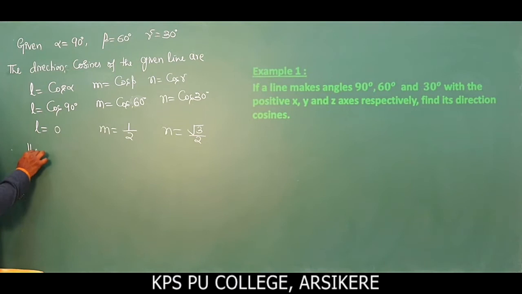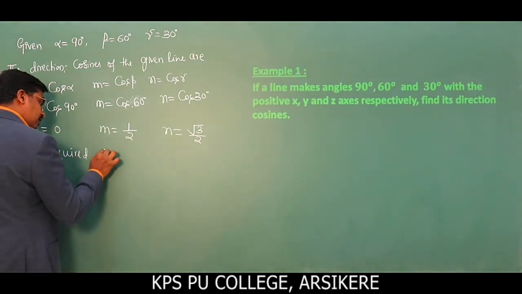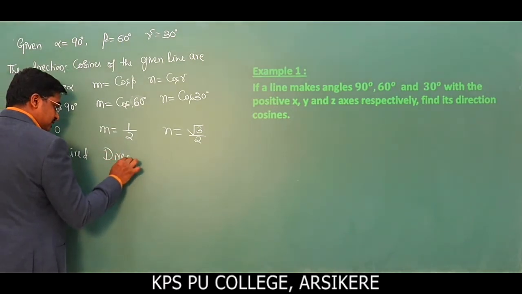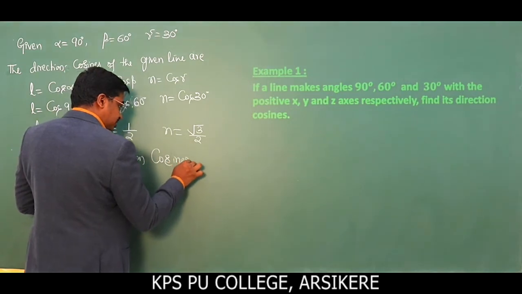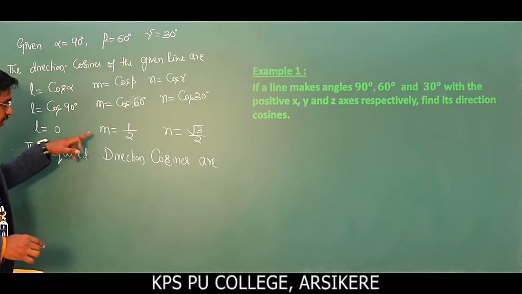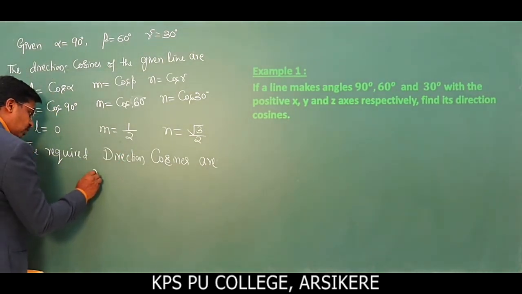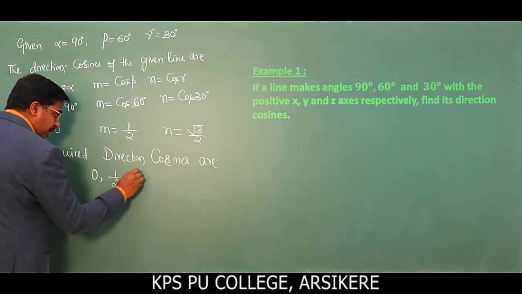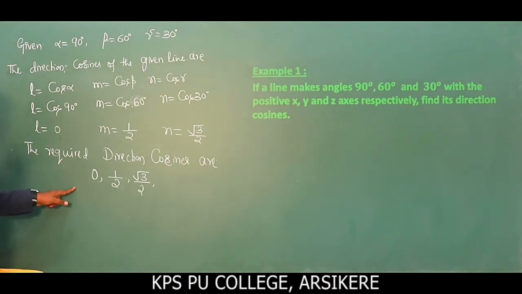Therefore the required direction quotients are l is equal to 0, m is equal to 1 by 2 and n is equal to root 3 divided by 2, that is 0, 1 divided by 2 and root 3 divided by 2. So they are the direction quotients of the given line. Take a pause and note down all the things that I have written here.